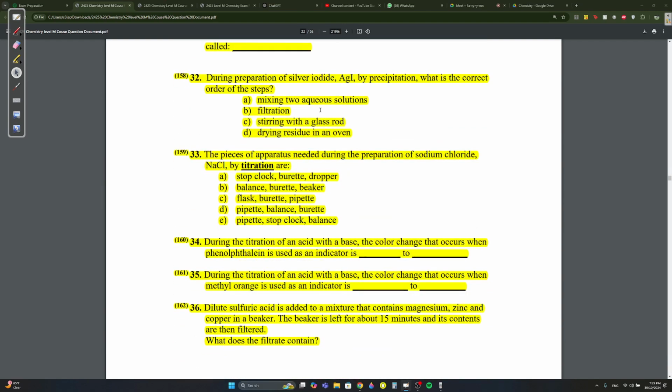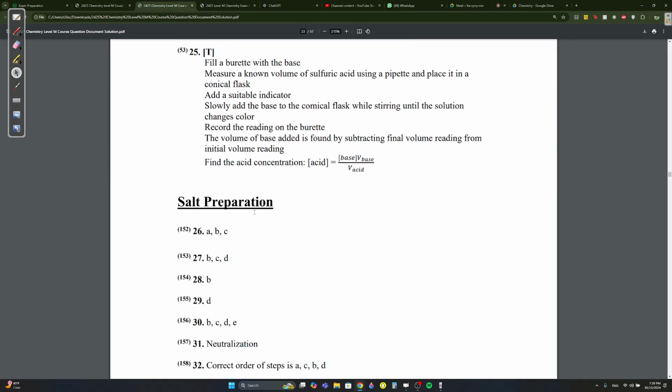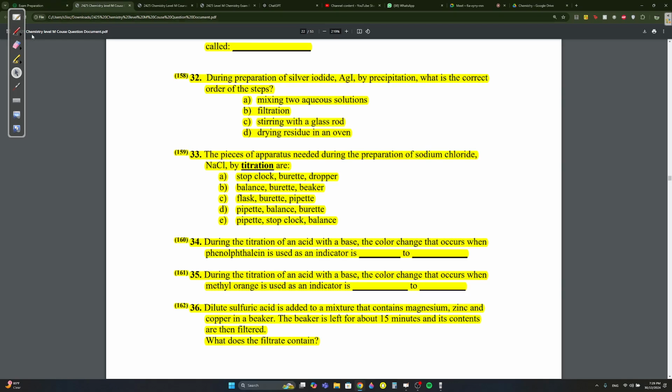During the preparation of silver iodide, AgI, by precipitation, what is the correct order of the steps? First, we mix both aqueous solutions, right? Then we stir them with a glass rod. Then you filter and dry. So it should be ACBD, right? First you mix both aqueous solutions with a glass rod. So this is 1, this is 2. Then you get a solid precipitate, so you need to filter it out, right? And after you filter it, there's still going to be some liquid on it, so you have to dry it.